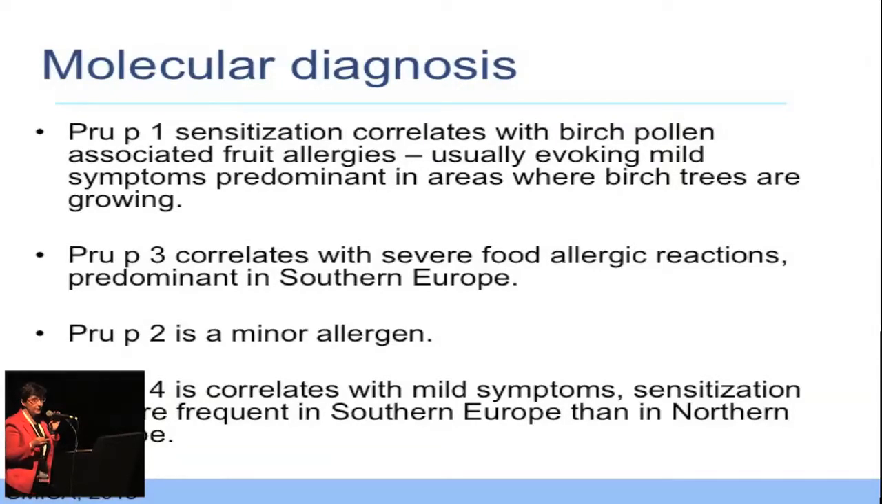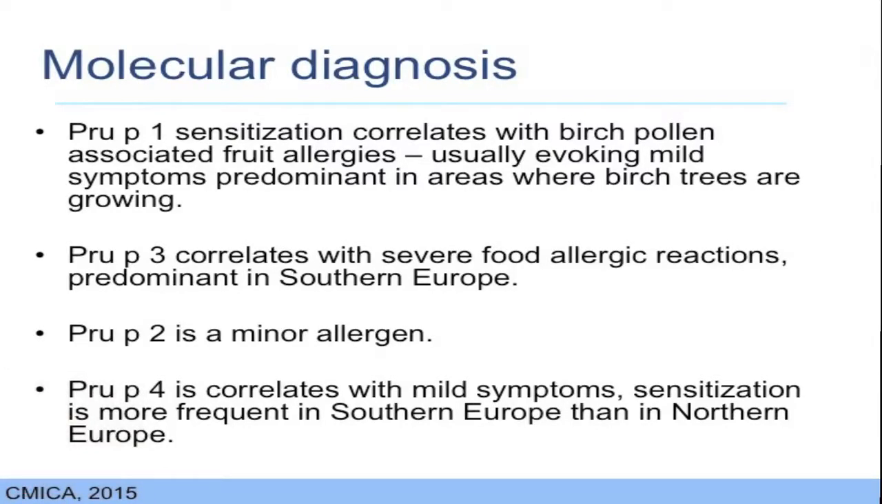And it's only predominant, of course, where birch trees are. So the more north or Central Europe you are, the more likely you have this type of sensitization. But the more you go to the south, the less likely you have a Pru p 1 sensitization. In contrast, Pru p 3, the LTP sensitization, is predominant in Spain and in Italy, in southern Europe. And this is linked mostly with more severe clinical symptoms, also intestinal problems, but even generalized symptoms.